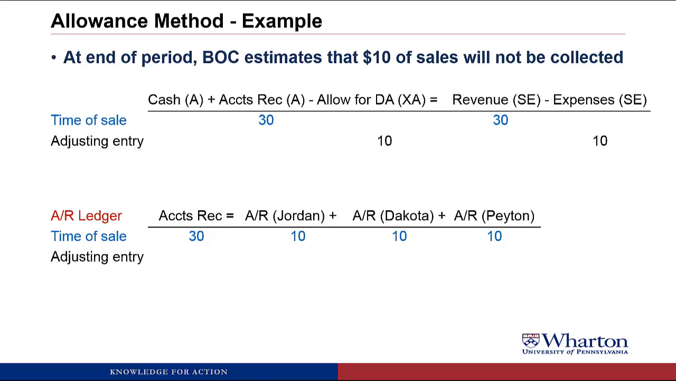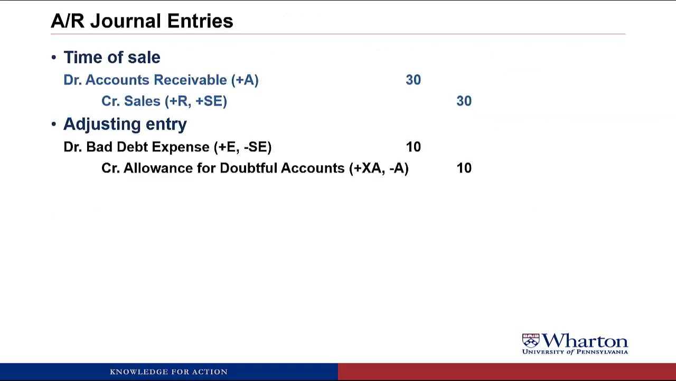If we were going to reduce accounts receivable directly, we'd also have to reduce one of these 3 persons' accounts so everything would add up. Since we don't know which of these 3 people is going to not pay us yet, we can't reduce their account directly. So instead, we store up those expected losses in the allowance account. So the adjusting journal entry is we debit bad debt expense for 10, and we credit the allowance for doubtful accounts to increase that contra asset by 10.